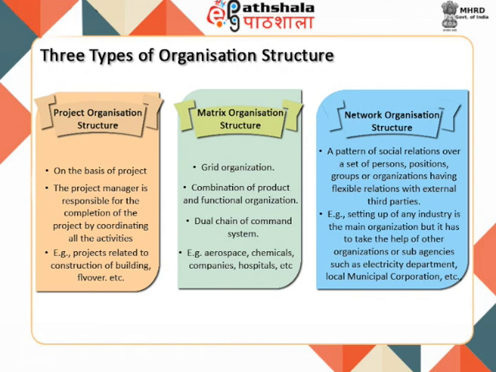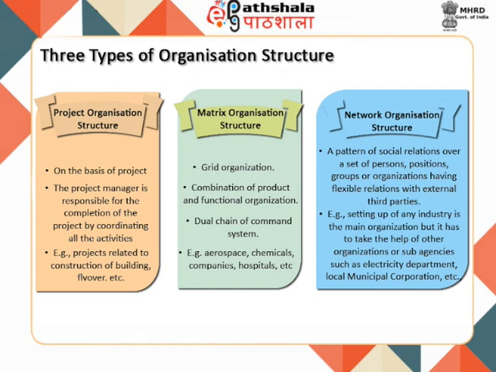Second, matrix organization, also called grid organization. It is a combination of product and functional organization. Such organizations require the services of a functional man as well as the specialized knowledge of a product man. Thus, there are two superiors, one a departmental manager and second a product manager. It is recognized as a dual chain of command system, for example, in aerospace, chemicals, companies, hospitals, etc.